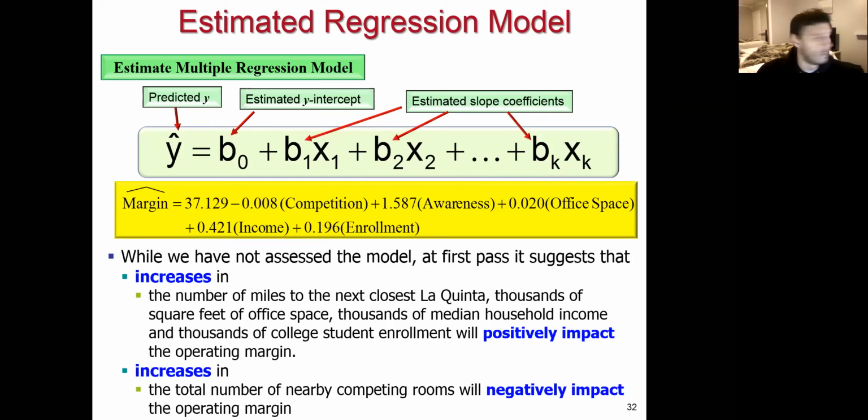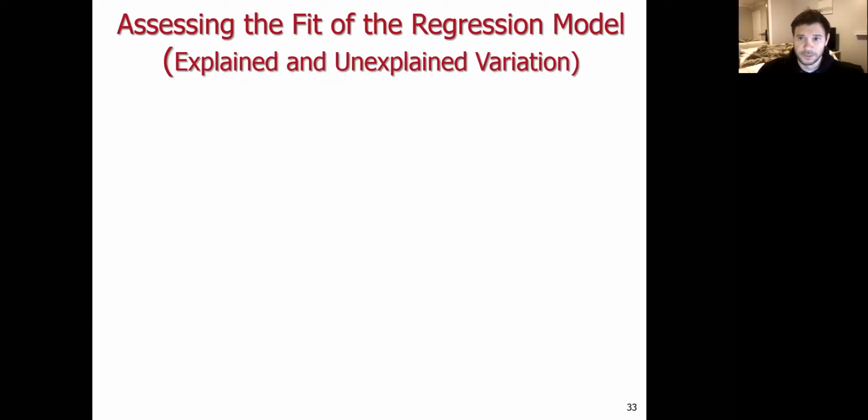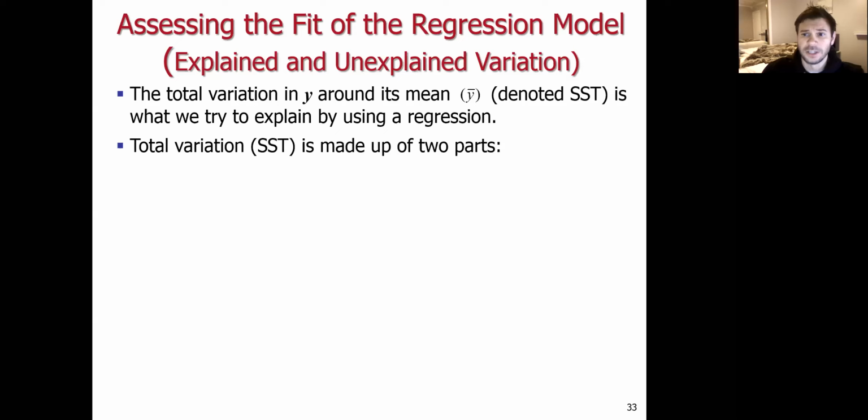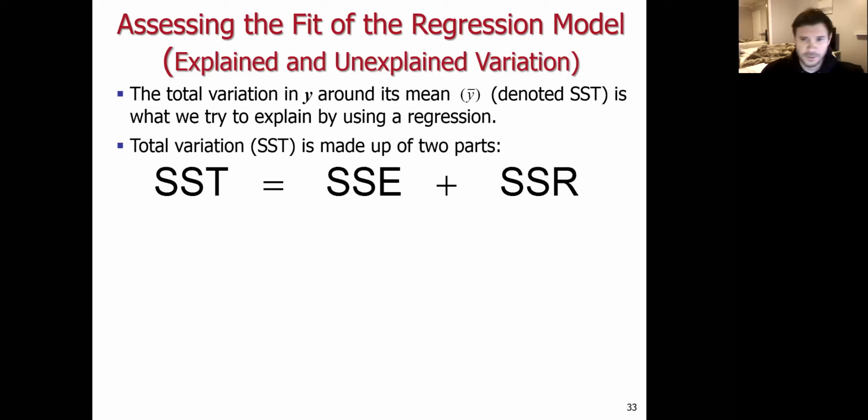Now let's talk a little bit about assessing the fit of the regression model. We're going to look at 3 different metrics that are related to variation in our model. The first metric is something known as the SST metric, which measures the total variation in y around its mean. And this is going to look a lot like the variance. SST stands for sum of total squares, or sum of squares in total. It can be decomposed into 2 components.